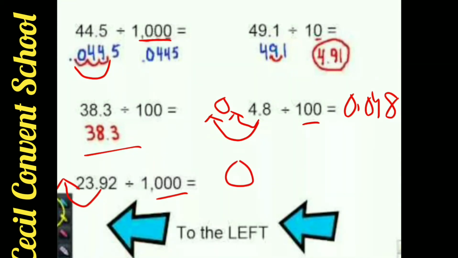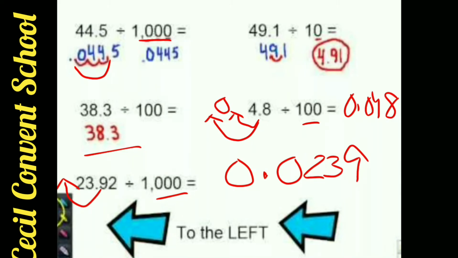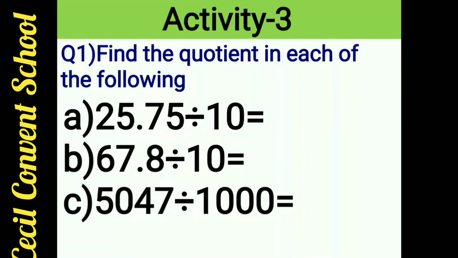You put a 0. So you put 0.02392. Clear, students? Now on the basis of this, we do activity 3, question number 1.